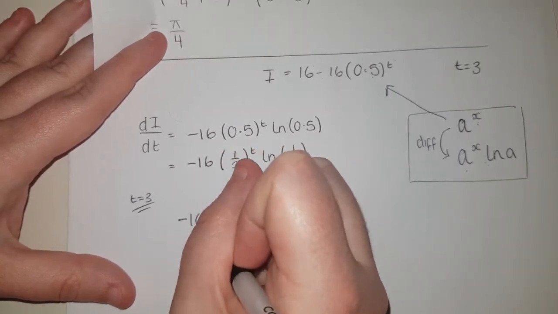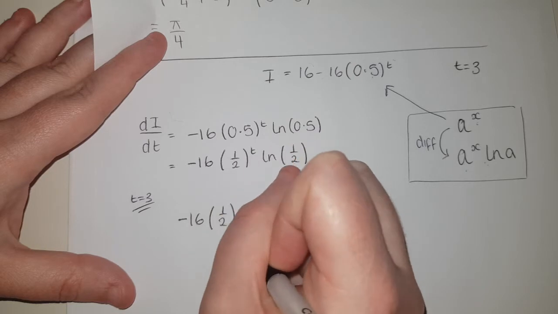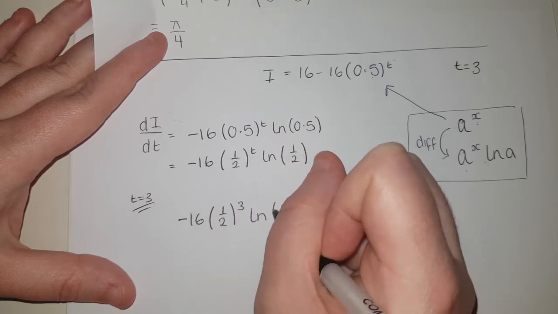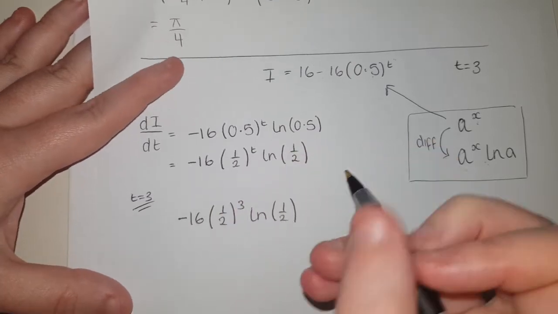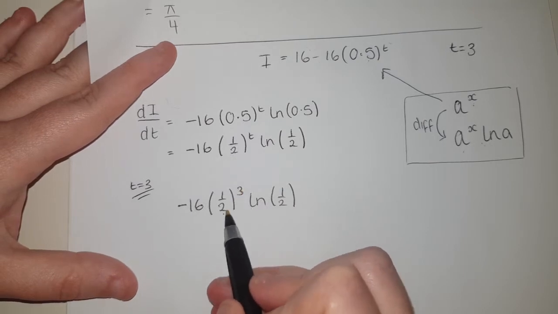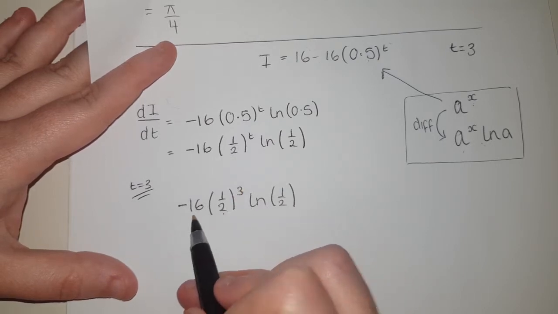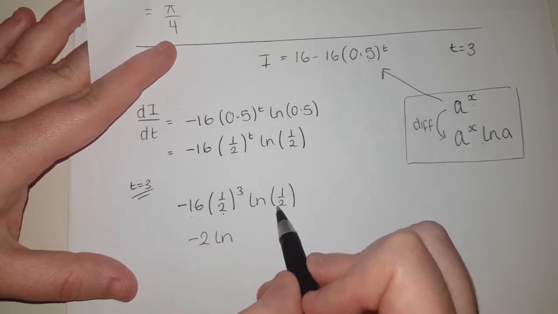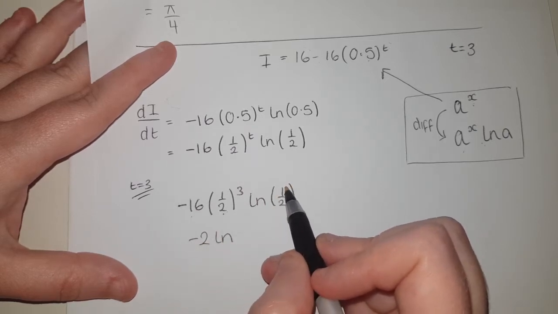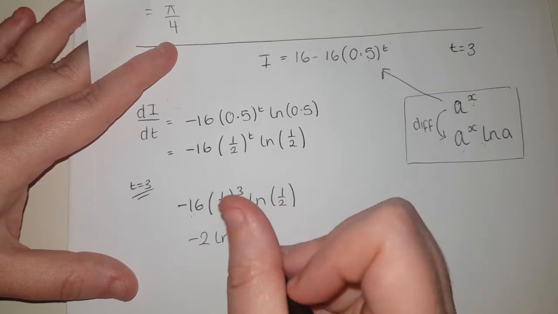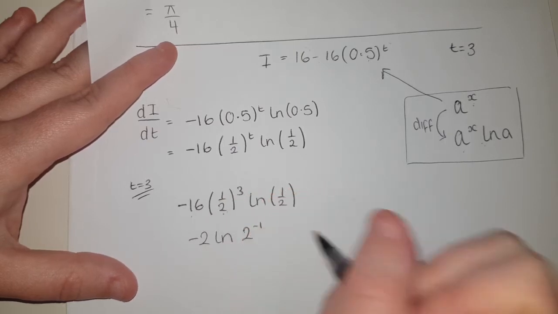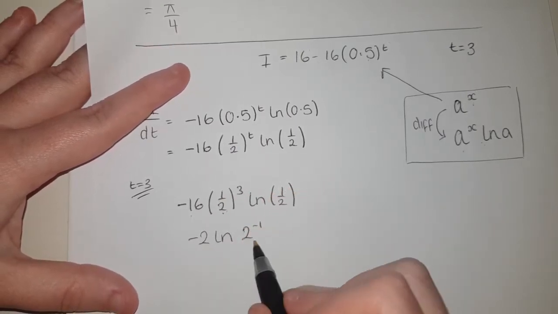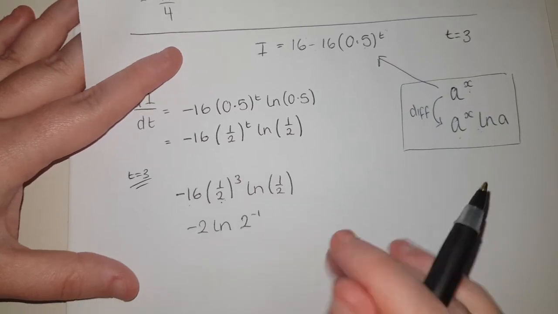Okay, so I get minus 16 lots of a half to the power of 3, ln of a half. Now, a half cubed is going to give you an eighth, and an eighth of 16 is 2. So I've got minus 2 ln, and then a half. Because we want this to be a whole number instead, we're going to use our power rules from GCSE, and we're going to say this is 2 to the power of minus 1.